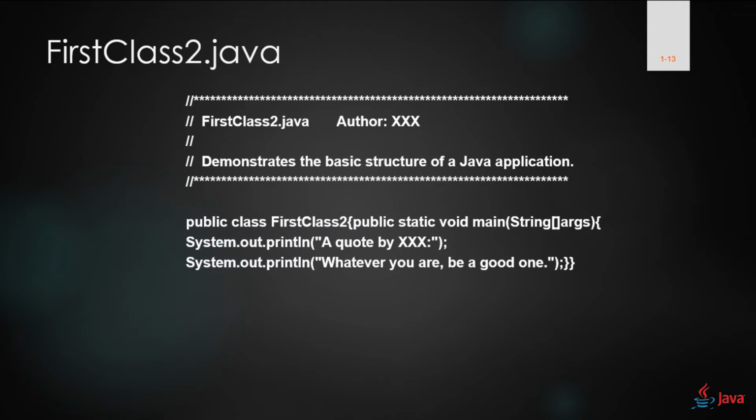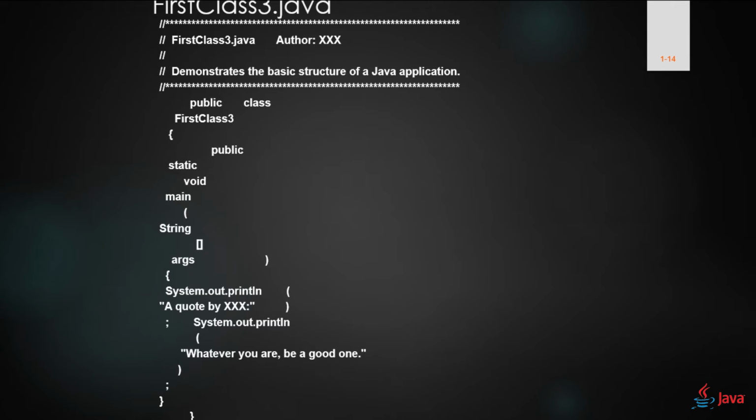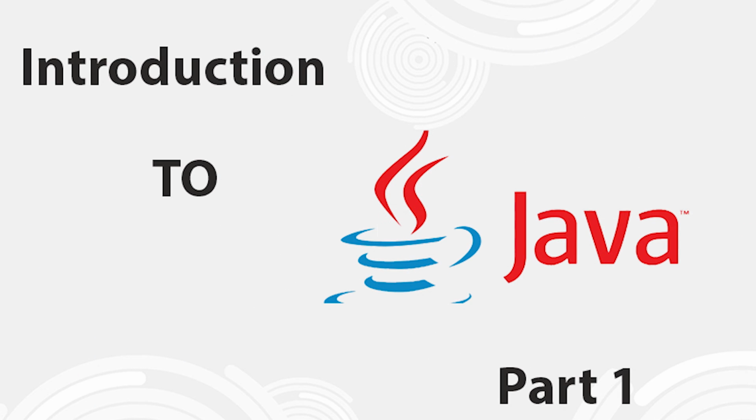In this slide, we can see it's firstclass3.java. Now we have put a lot of unnecessary spaces or whitespaces. For example, here, public class and between them an unnecessary space and then firstclass3. Once again, this program will run just fine because the compiler will ignore these whitespaces and run it. But once again, this is just bad practice and people will not like this kind of programming.